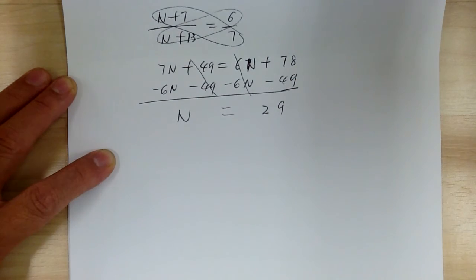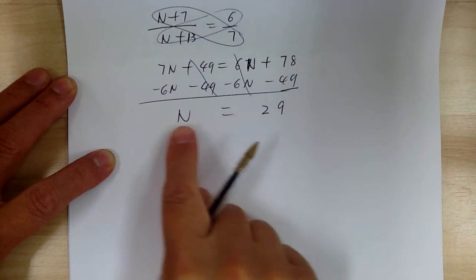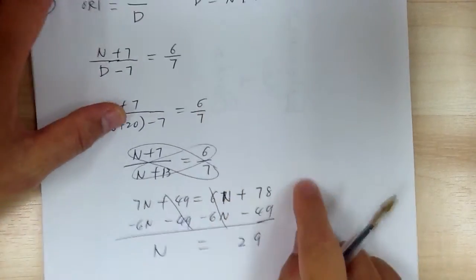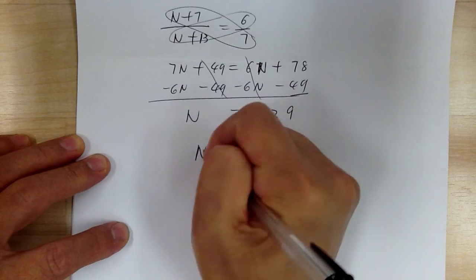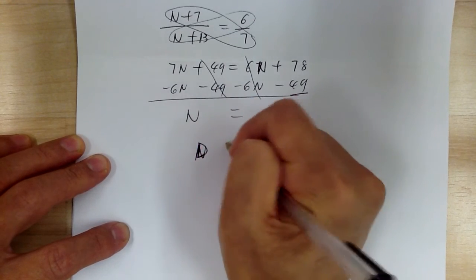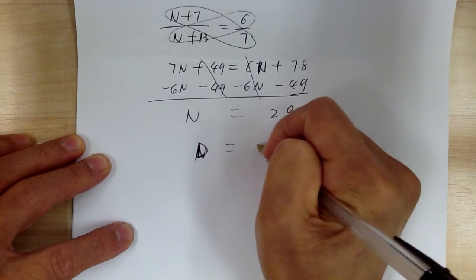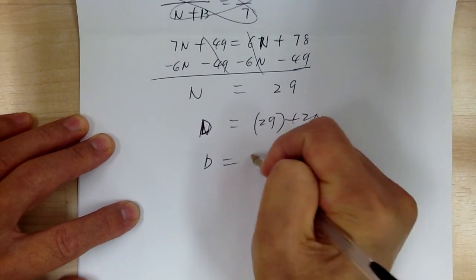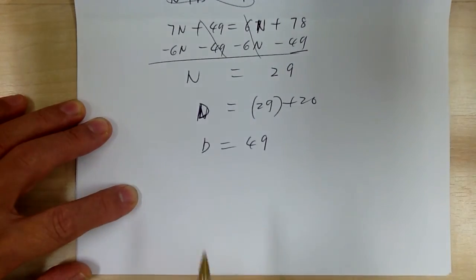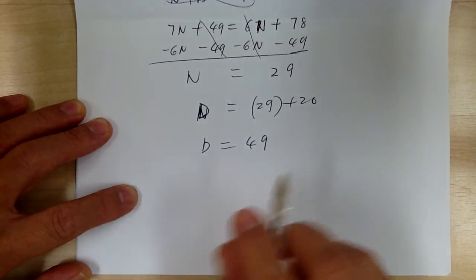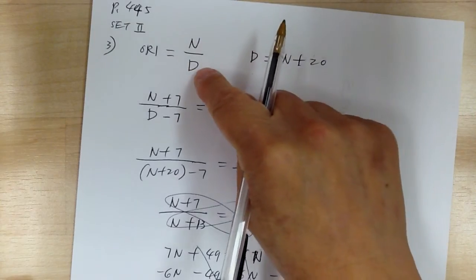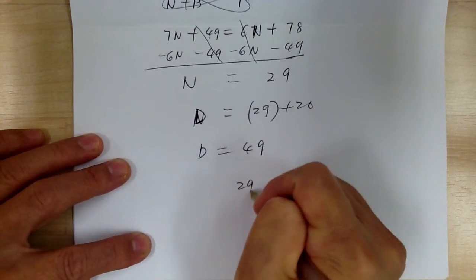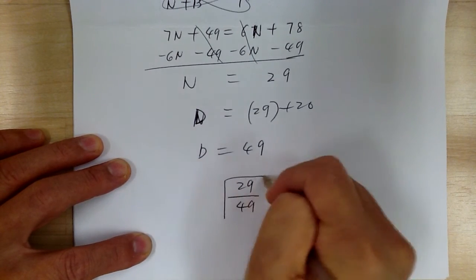Now don't box that. That is not your final answer. That's just the n. That's the numerator. Then you have to get your denominator over here. So your denominator is equal to the numerator plus 20, so your denominator is equal to 49. Therefore, the original fraction you're looking for is numerator over denominator. So your answer would be 29/49. That is your answer.